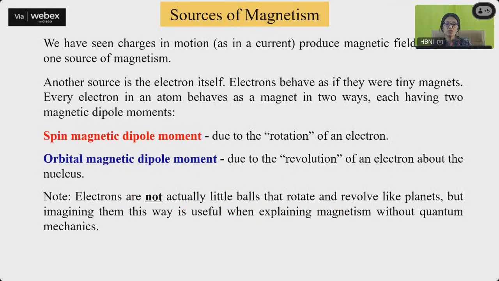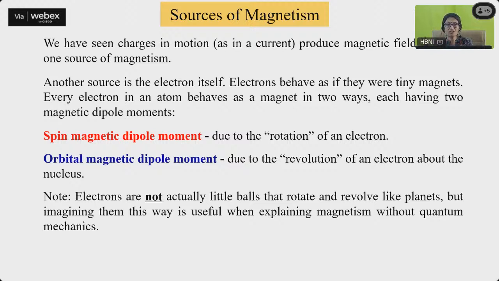So what are the sources of magnetism? As we have seen, charges in motion, as in current, produce a magnetic field, and the other source, of course, is the electron itself. The electron itself behaves as a tiny magnet. How? Because you have the spin magnetic dipole moment, which is explained very loosely as due to rotation of an electron, and you have another contribution, the orbital magnetic dipole moment, which is due to revolution of an electron about the nucleus.